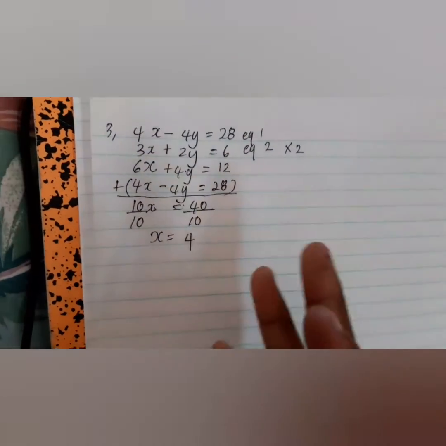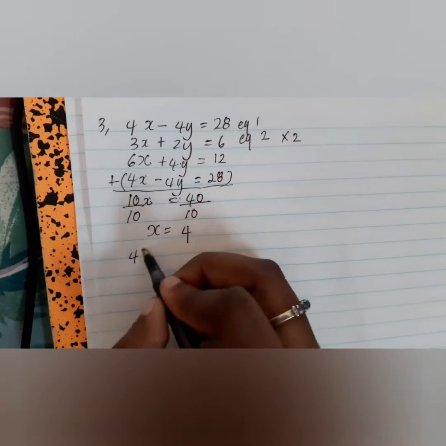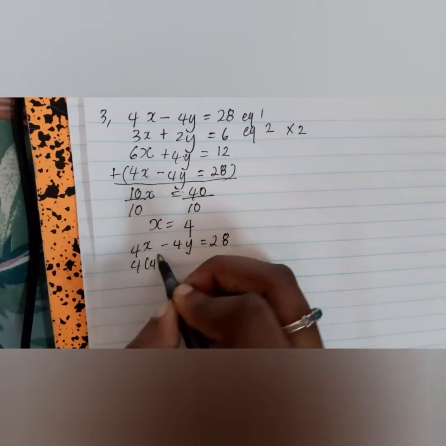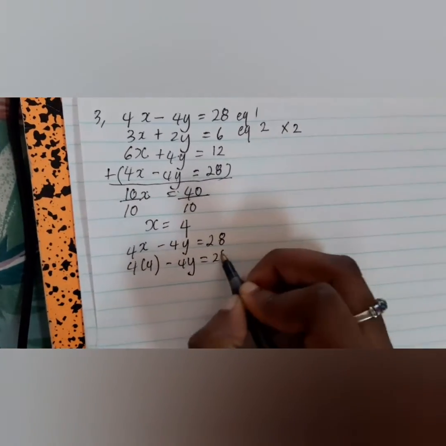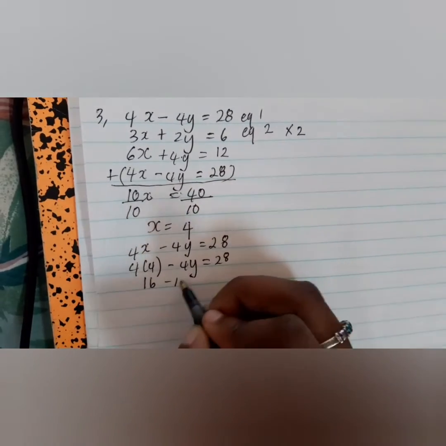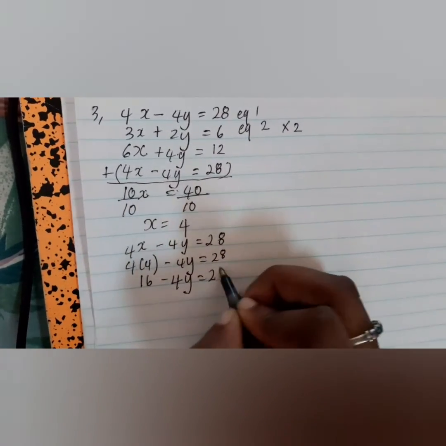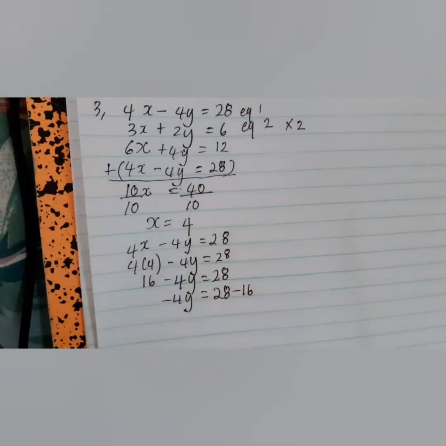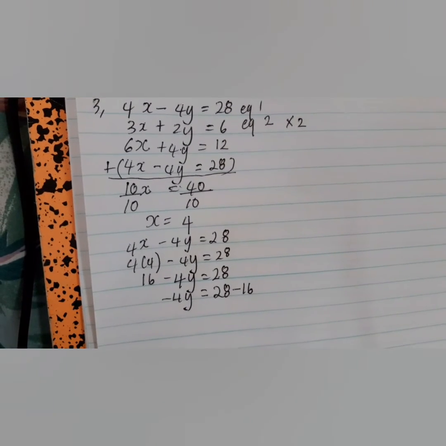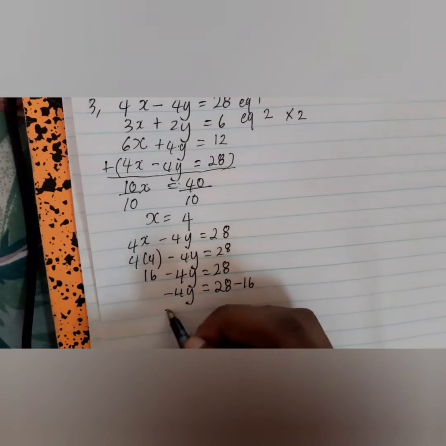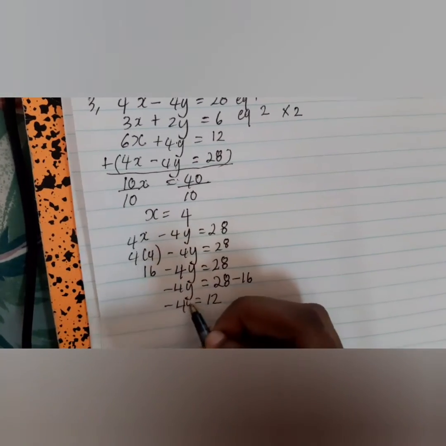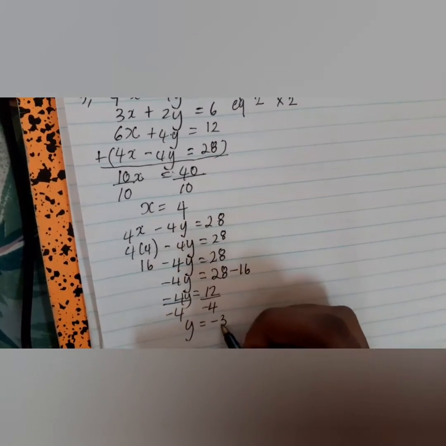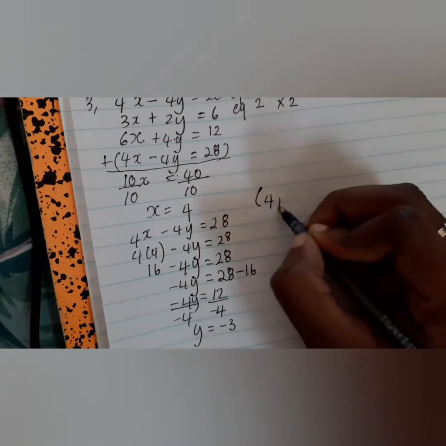Alright, now we're going to use our x value to find our y value. So we have 4x minus 4y equals 28. 4 by 4 minus 4y is equal to 28. So we have 16 minus 4y is equal to 28. So minus 4y is equal to 28 minus 16, and that is equal to 12. Dividing through by minus 4, we have y is equal to minus 3. So here's our unique solution, 4, minus 3.